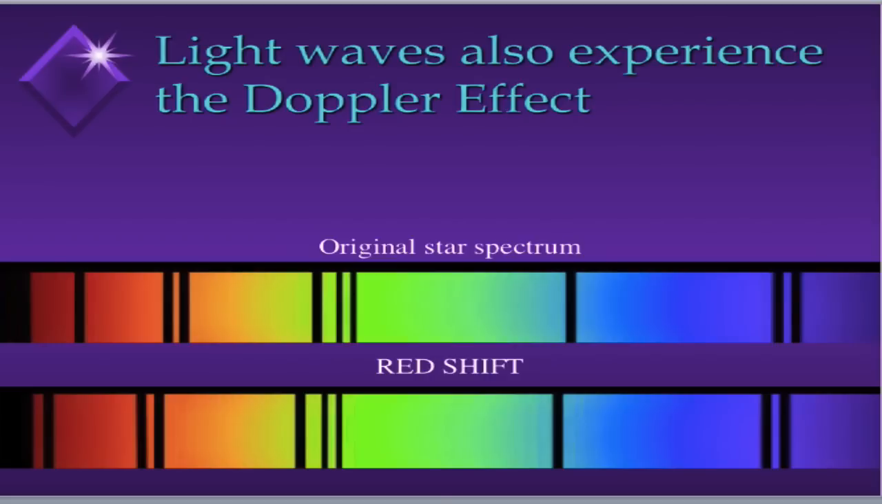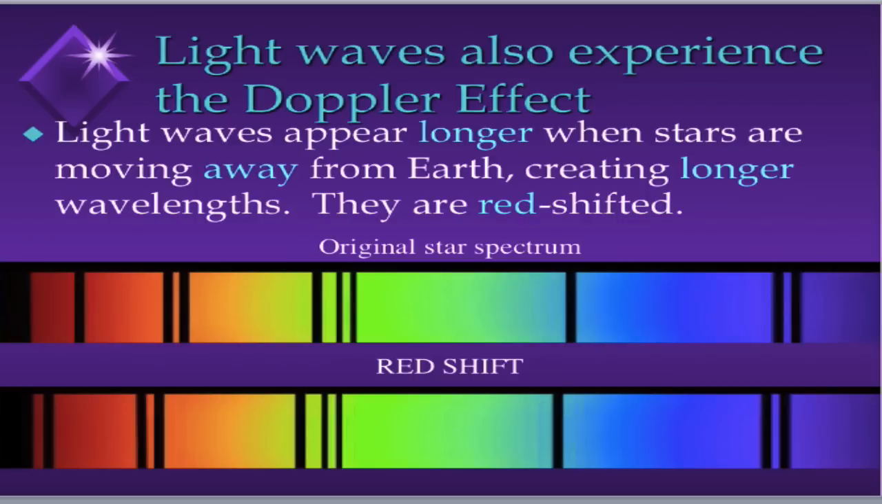So using what we already know about the Doppler effect, we should know that if a star is moving away from us, the wavelength of that light should also get longer. Now the longest color wavelength is red over here on the left-hand side. So stars that are moving away from us are called red shifting stars, or they're red shifted.